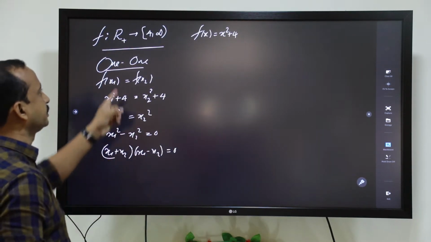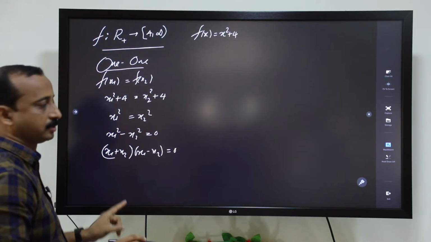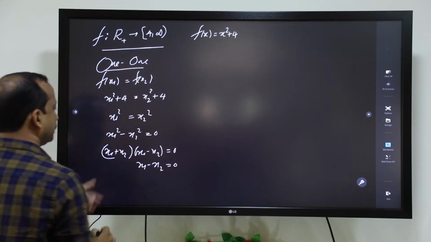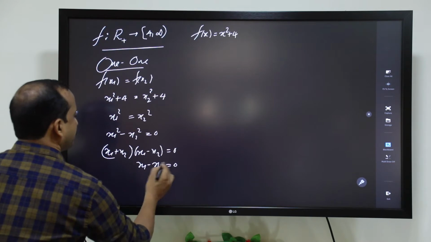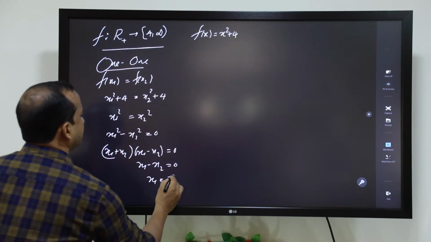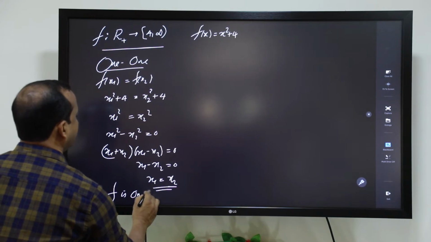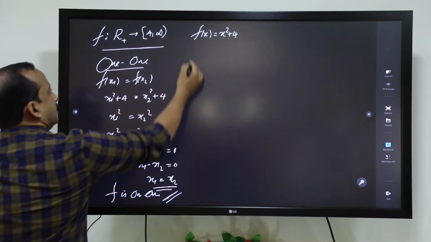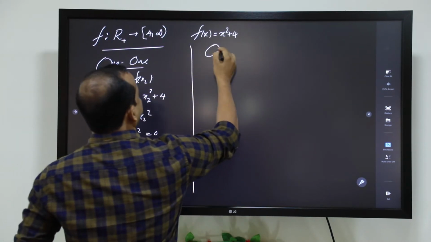Here x1 and x2 are positive real numbers, so their sum is not equal to 0. Therefore the only possibility is x1 minus x2 equals 0, because the product of the two factors is 0. The first factor is not 0, so the second factor is 0, and therefore x1 equals x2. Our function is one-one. Now the second case: we have to prove that our function is onto.